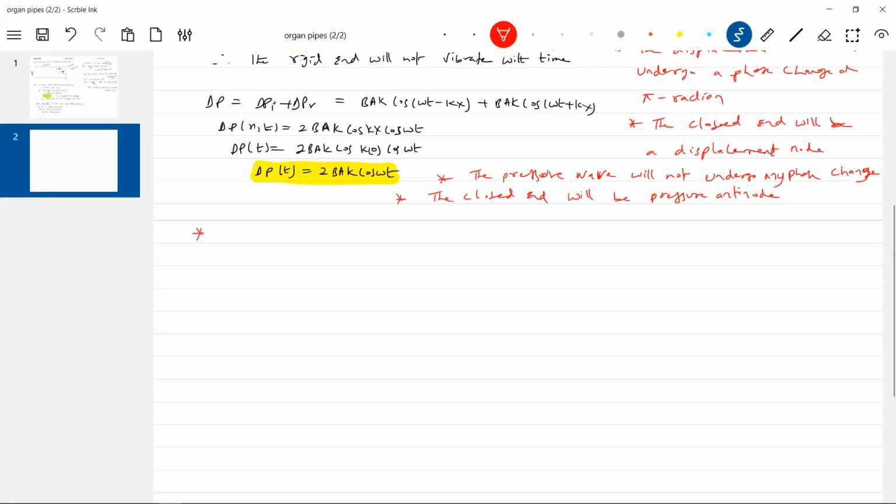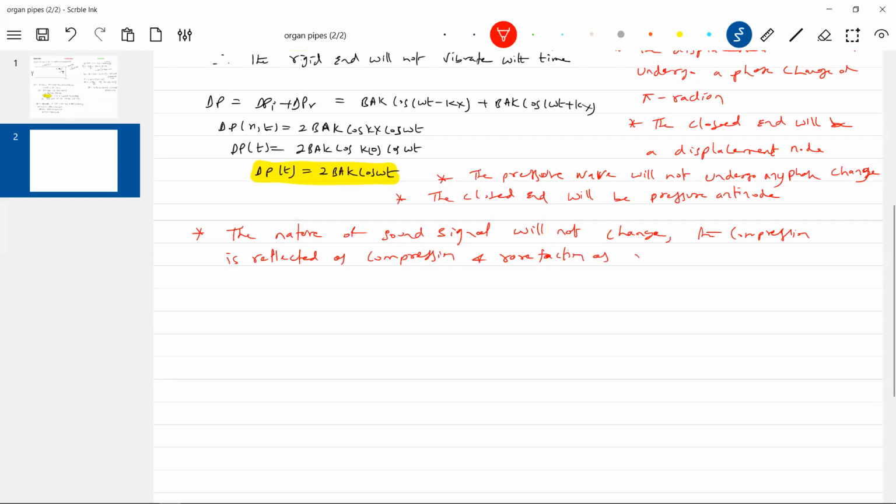Next, one more. The nature of the sound signal will not change. The compression is reflected as compression, and rarefaction as rarefaction. What is the meaning of this?